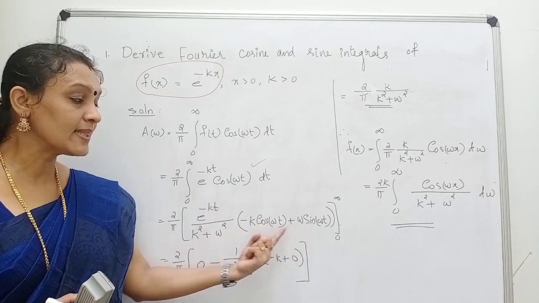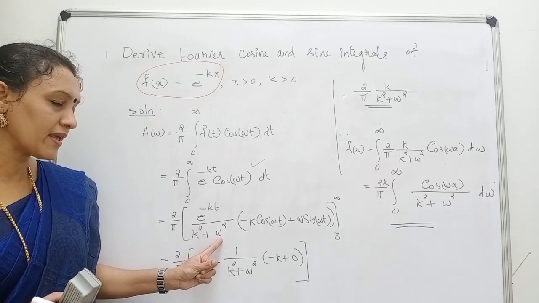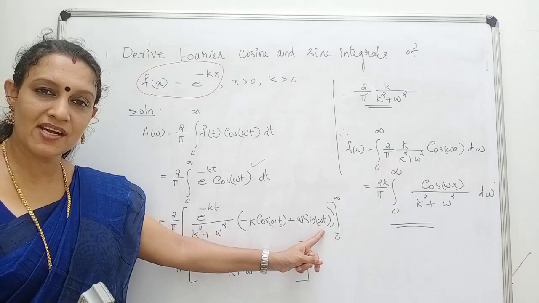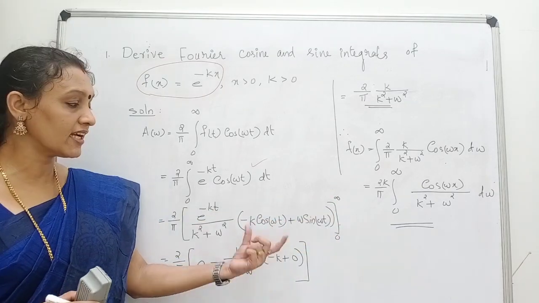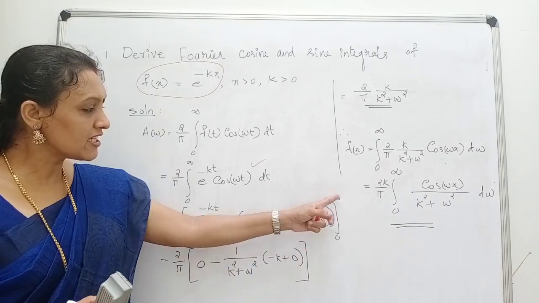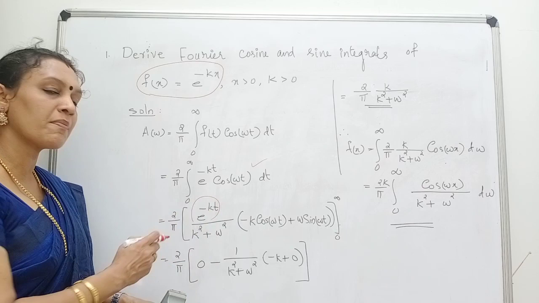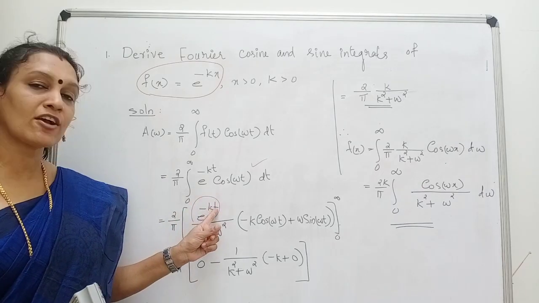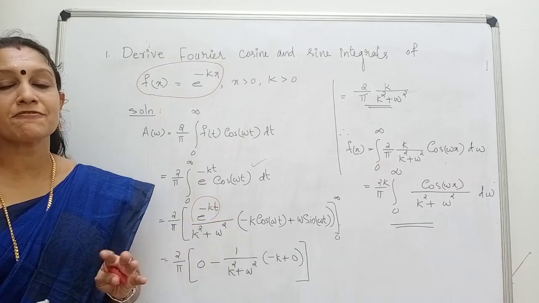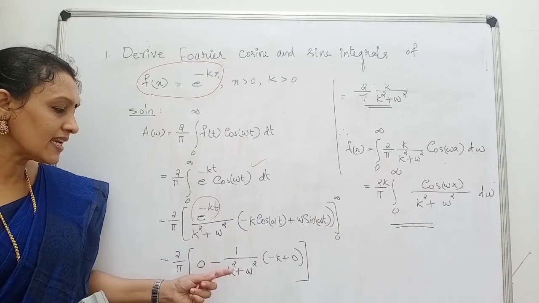So this is the integrated form: e raised to minus kt by k square plus omega square into minus k cos omega t plus omega sin omega t, with the limit 0 to infinity. In the equation you put the value of a and b and substitute limits. First, the upper limit: when you put infinity, we have the term e raised to minus kt, which takes the form e raised to minus infinity, and e raised to minus infinity is always 0. So on putting the upper limit, we have completely 0, minus the lower limit.